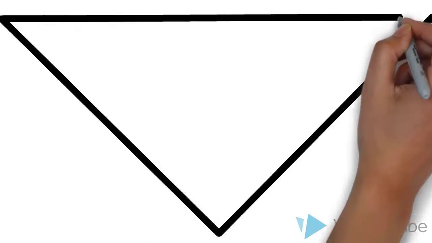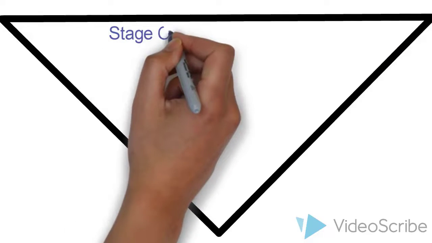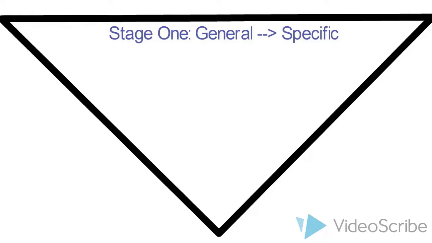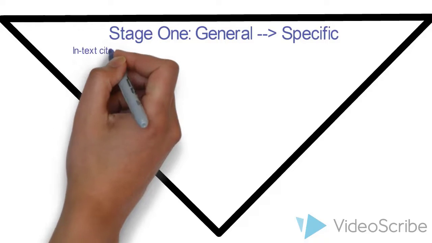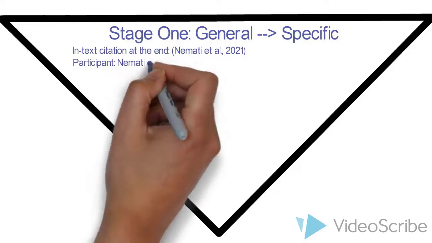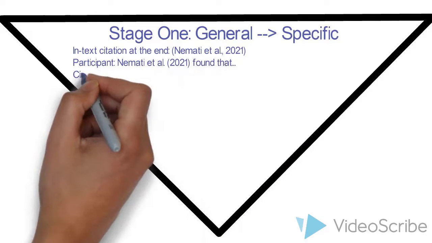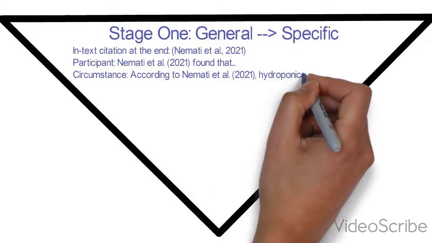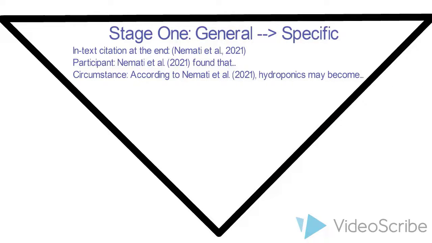You'll want to make sure you're writing this from more general to more specific. So in stage 1, you can use your references from those 2 sources as an in-text citation at the end of the sentence, or you can use it as a participant. You can use the last name and date at the beginning of your sentence. You can even use it as a circumstance, doing something like according to last name and date, and then continue with your paraphrase or summary.